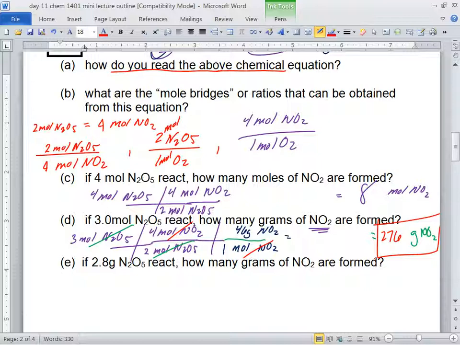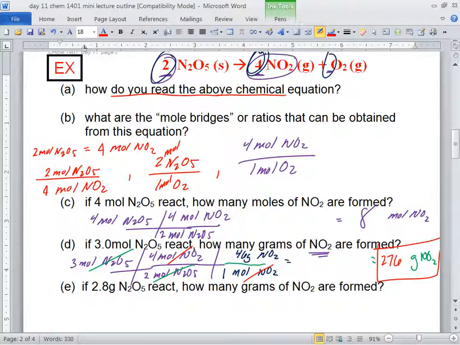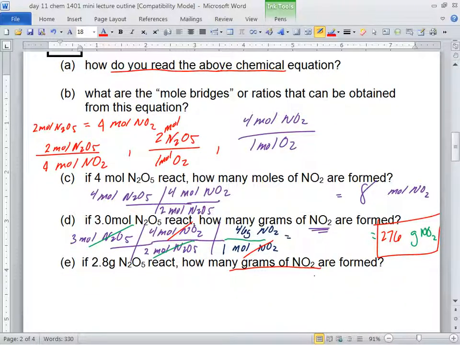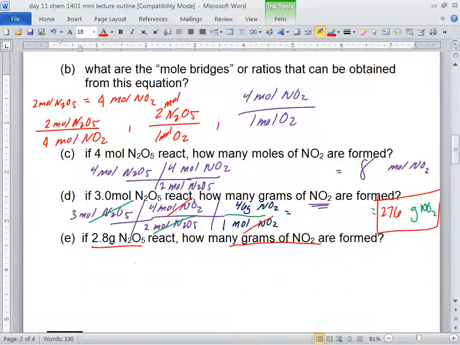Okay. Let's pick on Lorena. Lorena, we've got to convert. We want 2.85 grams of dinitrogen pentoxide to react. We want to know how many grams of NO2 are formed. Where would you start? Yeah, I agree. Write down this. We're going to start with the 2.85 grams of dinitrogen pentoxide and convert all the way to grams of NO2.